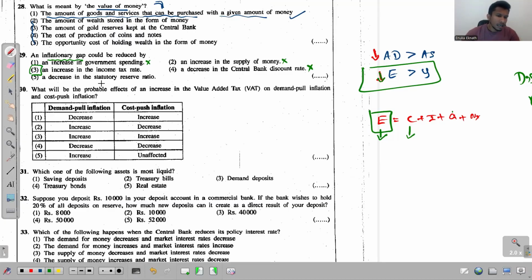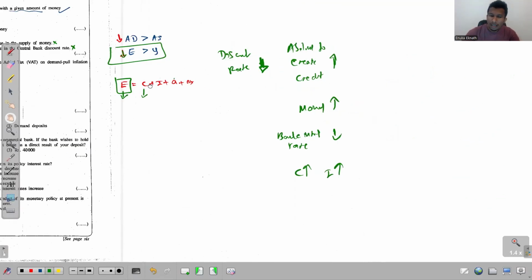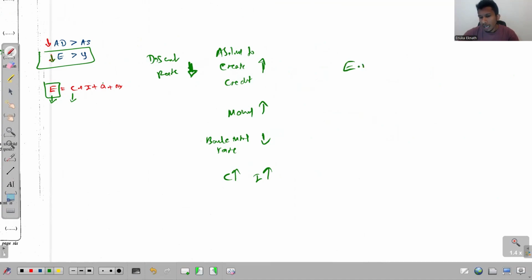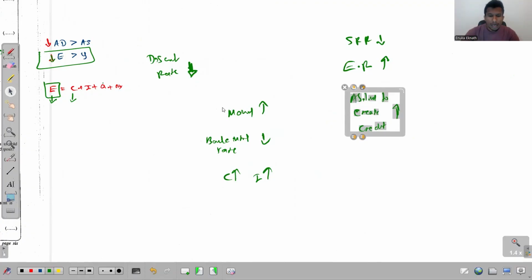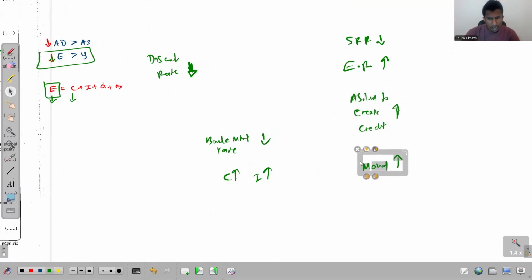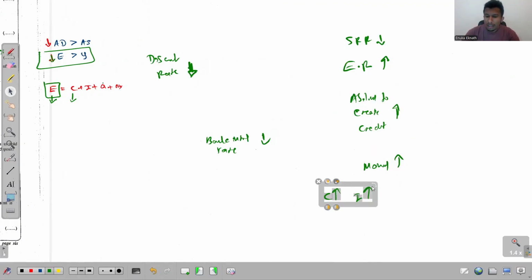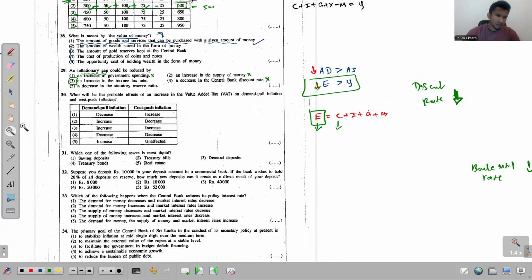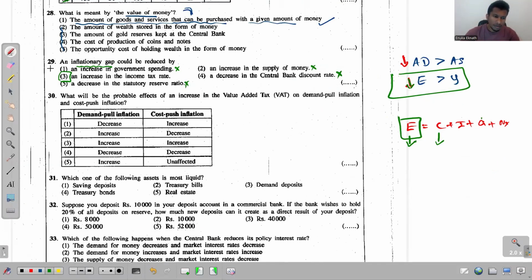The fifth one, a decrease in the statutory reserve ratio. See, once again, when the statutory reserve ratio is decreased, what happens to the excess reserves maintained by the commercial banks? When SRR is decreased, excess reserves will increase. So once again, the ability to create credit will increase, and then the money supply will increase. As a result, what will happen? Again, consumption and investment will increase. So the same outcome, right? So that is also not the answer. So the answer for this question 29 is the third one, right?